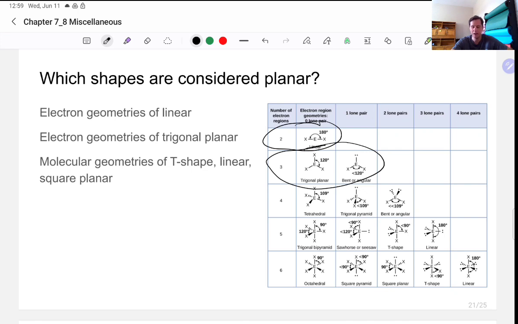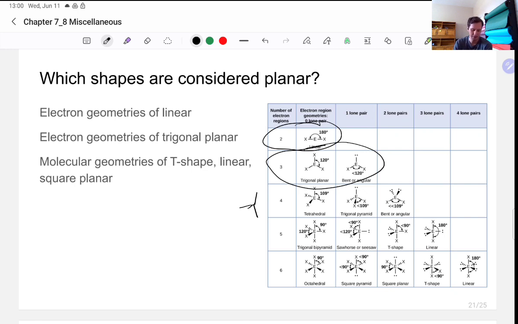Tetrahedral, no. None of those are all in one plane. Like you can see, there's several sticking down and then the one sticking up. There's no way you could put a piece of paper on that and capture all the atoms in one plane. So nothing with 4 electron regions, electron geometry of tetrahedral, none of those.